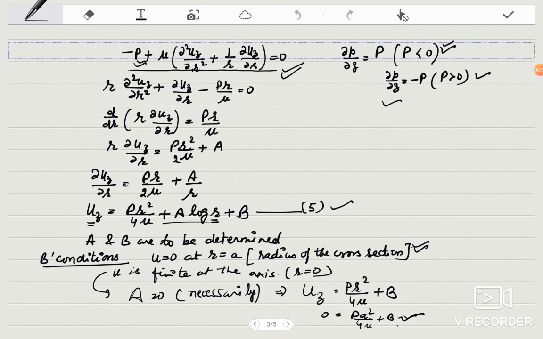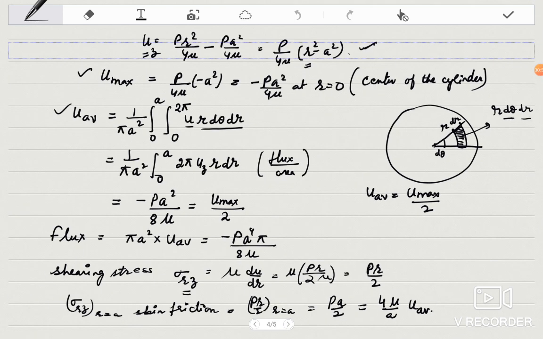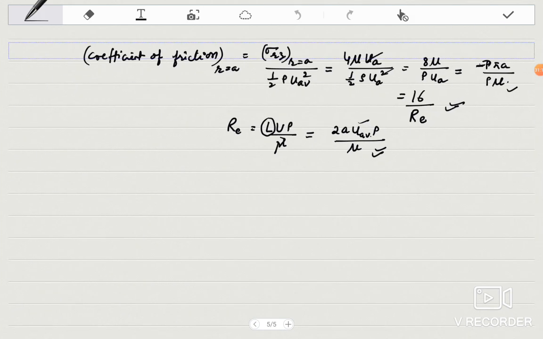So this is your fifth, and this is sixth. This is seventh, U average 8, flux 9, then shearing stress 10, this is 11, and then this is 12 and 13. So these are all properties related to this fluid flow.